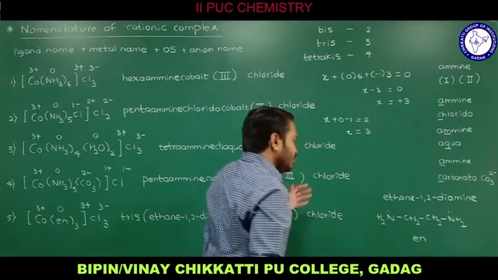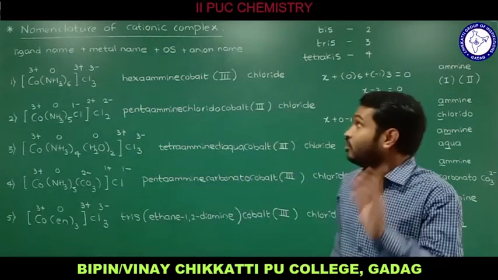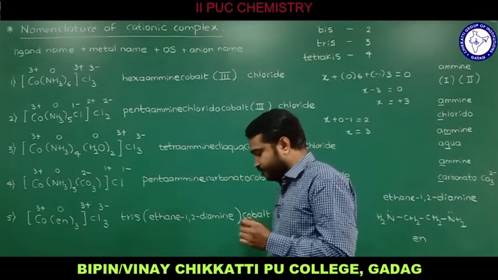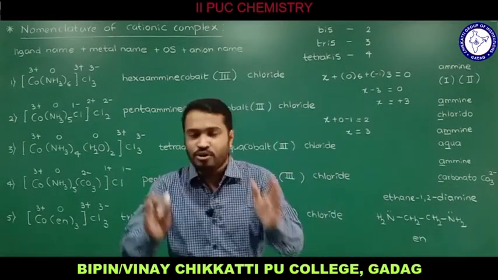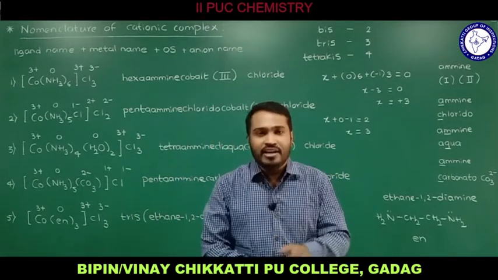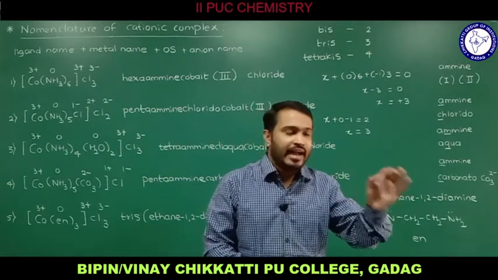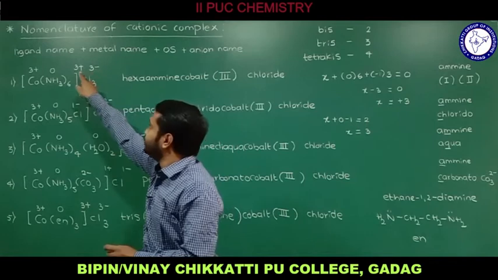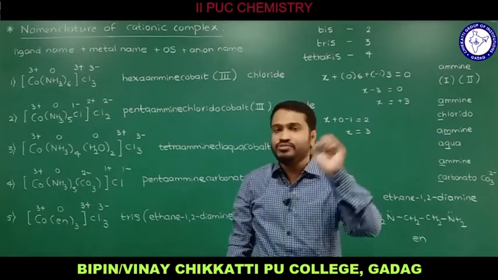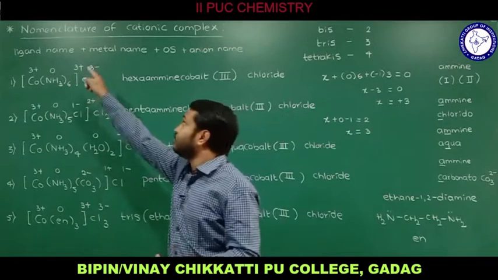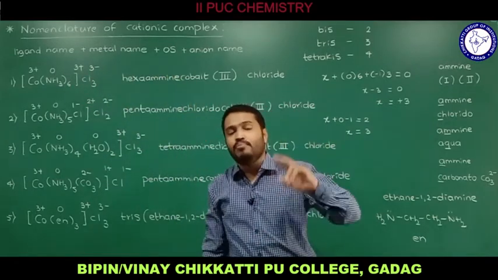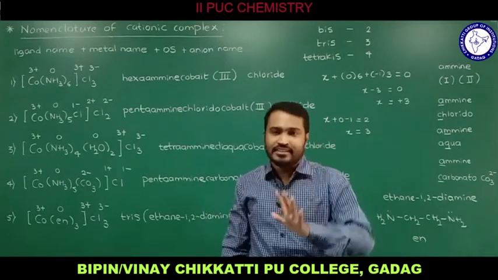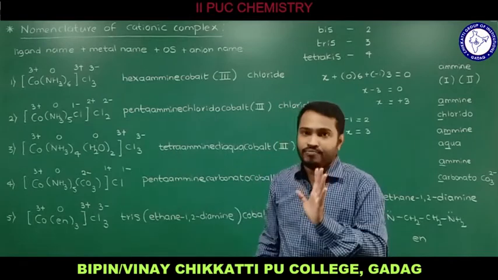So this is how you are supposed to write the nomenclature of a coordination complex. Five examples are discussed. Let me repeat what I explained in a very short manner. First, identify whether the coordination complex is cationic, anionic or neutral. The anion is 3 minus and this is 3 plus, therefore it is a positively charged complex. In general, this is the rule to be followed: ligand name, later the metal name, later the oxidation state of the central metal atom in a Roman number inside the bracket, and later we write the anion.